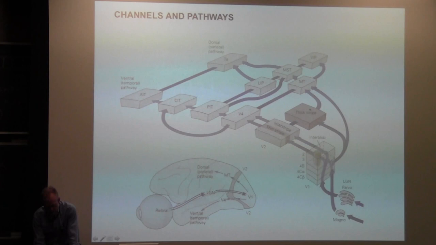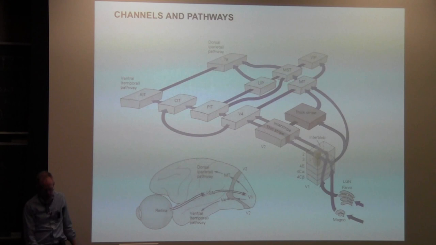So that's the motion pathway. Magnocellular pathway to specific sublayers in layer 4 of V1, and from there to V2 thick stripes and even directly into MT. And the V2 thick stripes also project to MT. So there's a direct projection and there's this indirect projection via the V2 thick stripes.